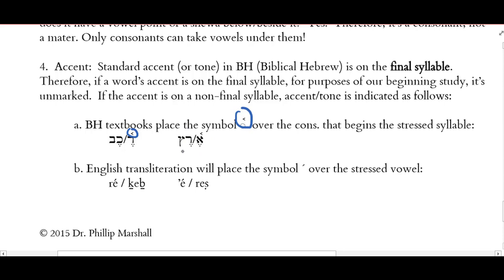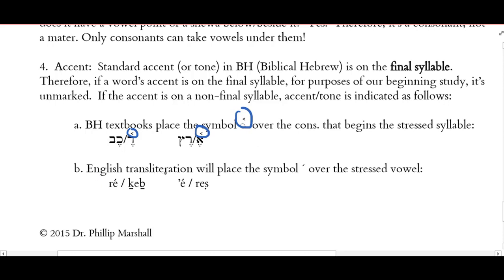Final syllable stress is the norm, unless I have an accent mark telling me not to stress the final but another syllable. And sure enough, here's my accent mark, and that tells me to stress the first syllable. So it's not eretz, but rather eretz. If the stress is on the final syllable, then you just don't mark any accent mark at all, because the assumption is that you'll stress it.